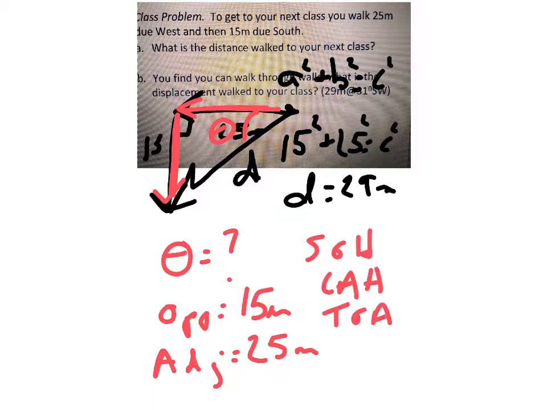So let's write it down. I am looking for theta. I know the opposite side is 15 meters, and I know the adjacent side is 25 meters. If you remember SOHCAHTOA, I need one with opposite and adjacent, which is TOA, or tangent. So we'll slide that up, and we'll do the tangent calculation.